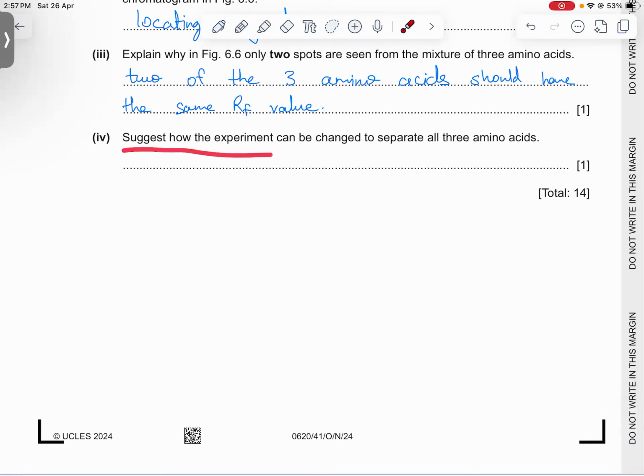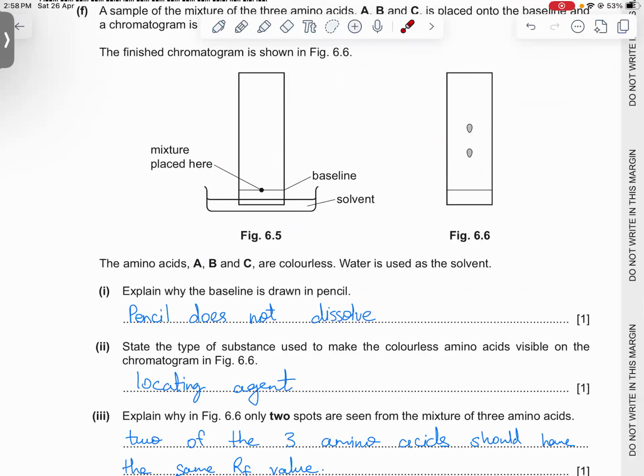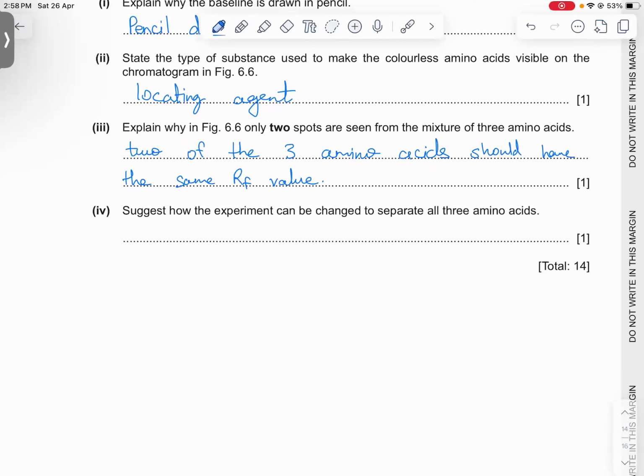Suggest how the experiment can be changed to separate all three amino acids. How could we separate the three amino acids? The separation depends solely on the solvent used. In some solvents, they will travel at different paces. So if we don't get good RF values, we should try a different solvent. Whenever you want to get a better result, or someone asks how the chromatography could be improved, use a different solvent.